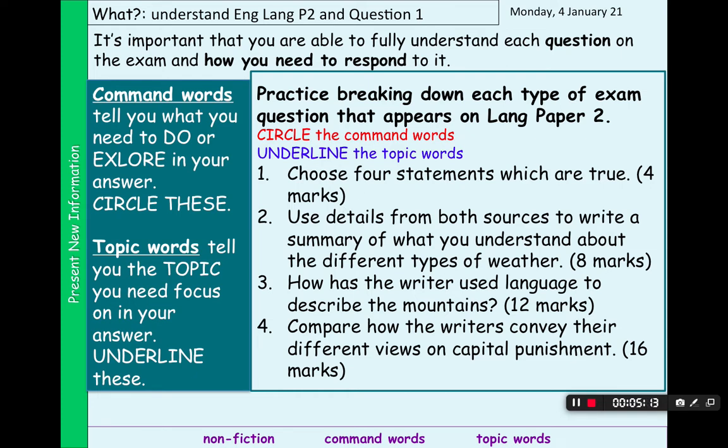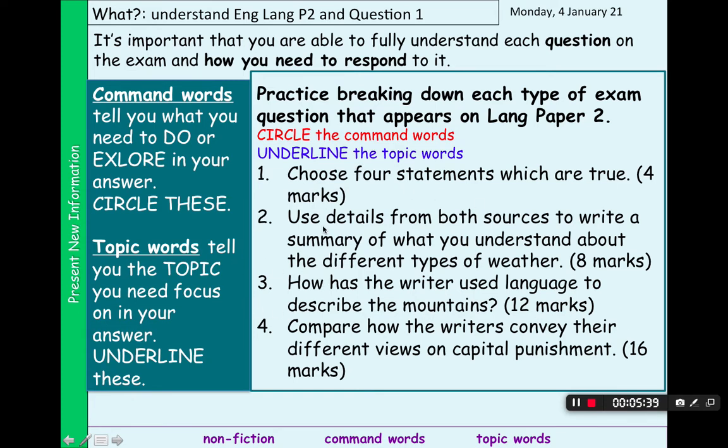So in the English language paper, it's really important to be able to break down the question. There are two types of words in exam questions. There's command words, or words that hint at what you need to do or explore in your answer, and you should get into the habit of circling these. And there's topic words. Topic words tell you the topic that you need to focus on, and you can get into the practice of underlining these. So I was just going to do question 3, which is the toughest.